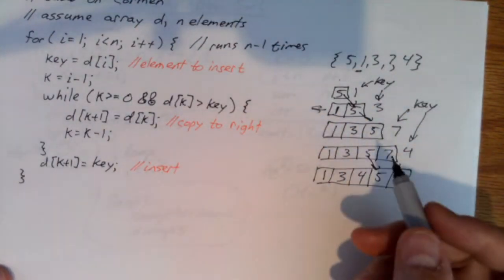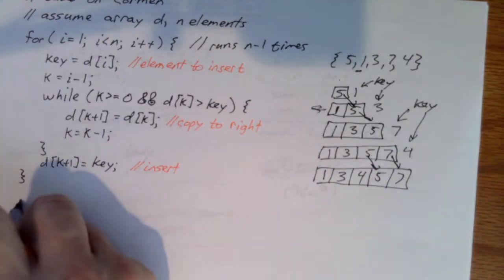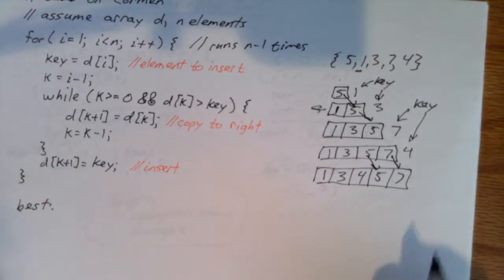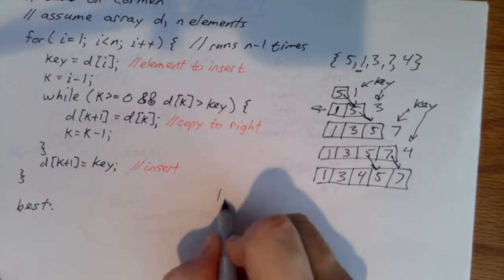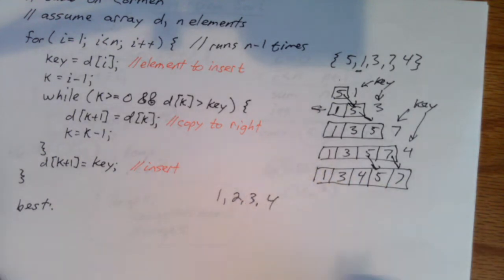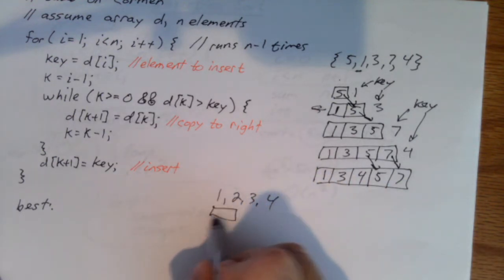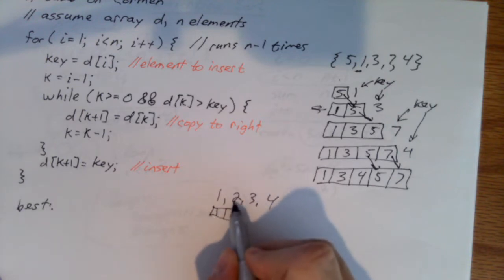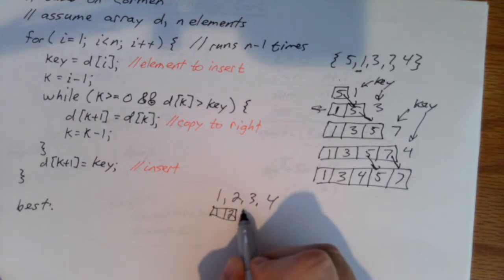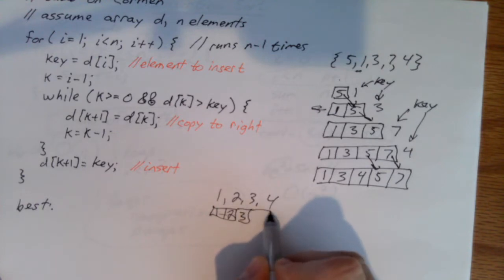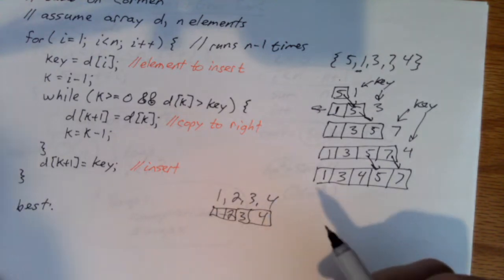So that's how it works. So what is our best case scenario here? Well, if the data is already sorted, then we'll look at this subarray, and we would just leave 2 where it's at. Then we look at this subarray and leave 3 where it's at. And we look at this subarray and leave 4 where it's at.